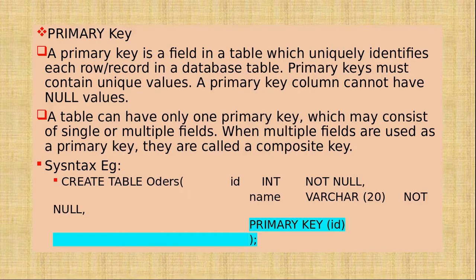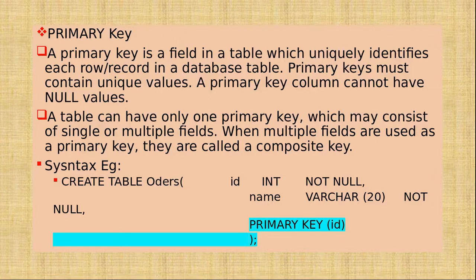Next one is primary key. A primary key is a field in a table, which uniquely identifies each row or record in a database table. Primary keys must contain unique values. A primary key column cannot have null values.